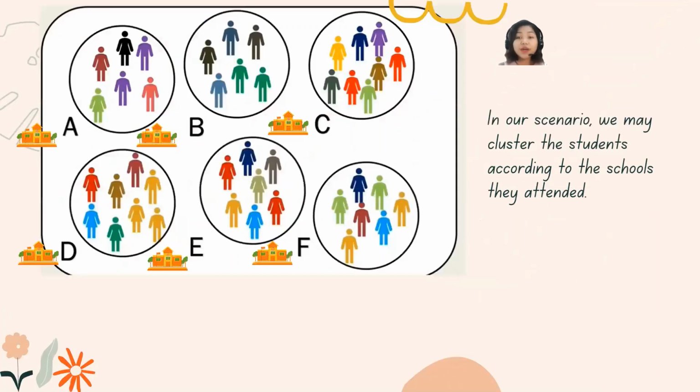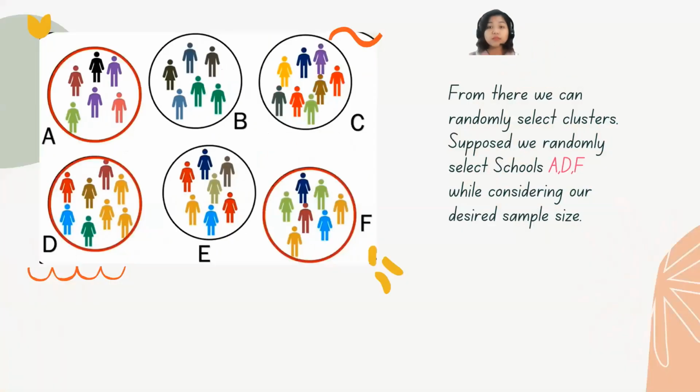So in our scenario, we may cluster the students according to the schools they attended. So kunwari, sa UCT, meron tayong 6 schools. So school A, B, C, D, E, F. So na-cluster natin, okay, ito yung mga second year students sa school A, ito yung second year students sa school B, school C, school D, E, at saka F. From this, we can randomly select clusters. Suppose we randomly select schools A, D, at saka F.